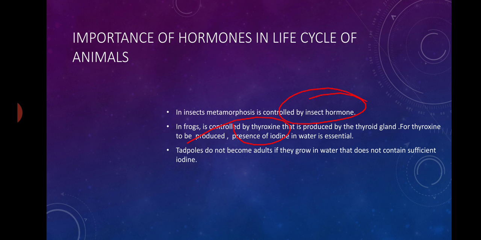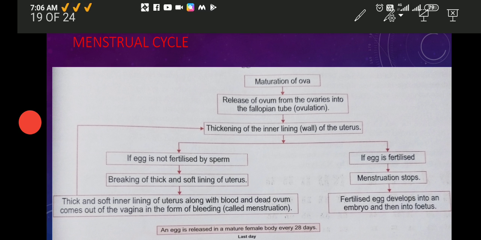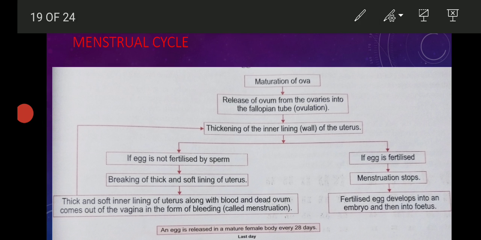So hormones are not only important for human beings, they also play an important role in the life cycle of animals. Now let's discuss the menstrual cycle. Students, we have discussed in a previous topic that an adolescent becomes capable of reproduction only when the testes and ovaries start producing gametes. The reproductive phase in girls begins at the age of 11 to 12 years, while in boys it starts at the age of 13 to 14 years, and the capacity to produce gametes lasts till the age of 45 to 50 years in females.